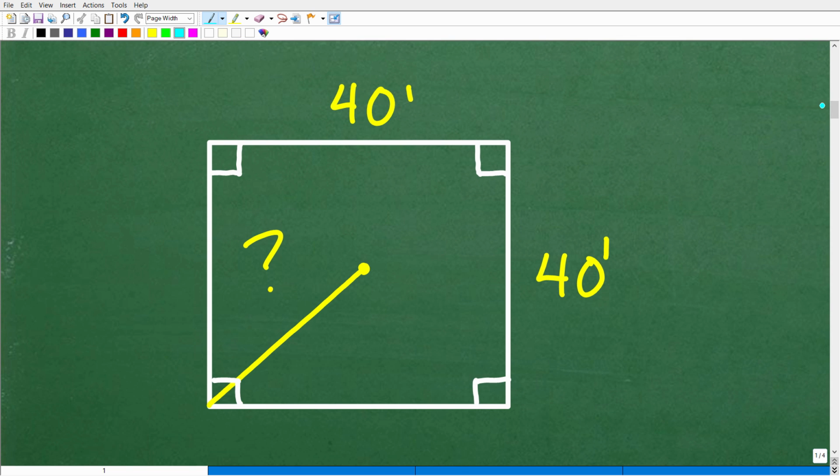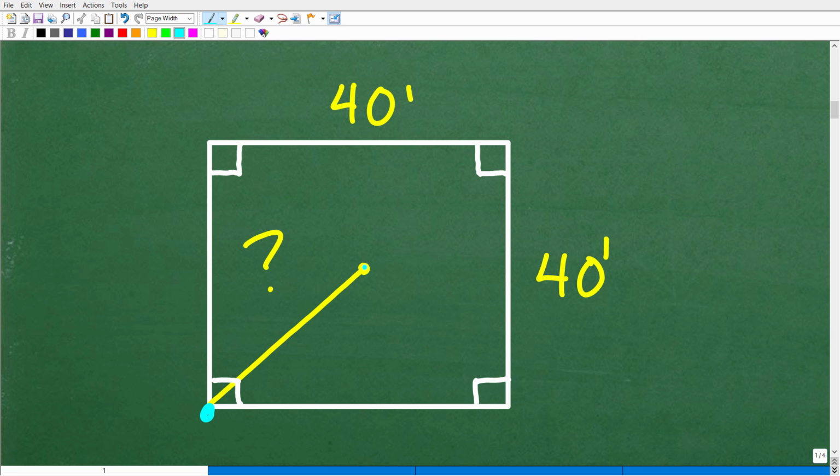All right, so here is a square room, or my little sketch of a square room, that's 40 feet by 40 feet. And here I am in the corner, so I'll put myself right here. Now, the question is, how far is it from the corner right here to here?